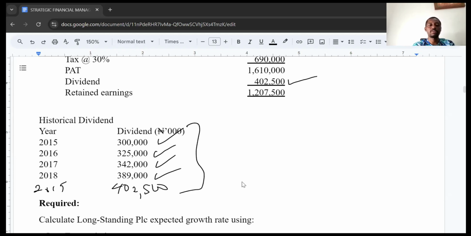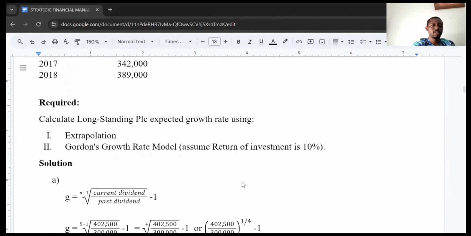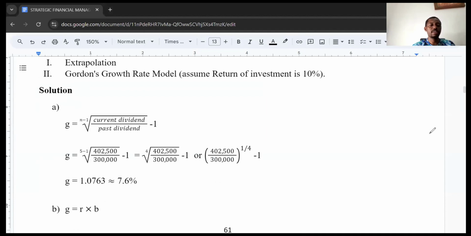So with this, it means that I can calculate growth rates using either the Gordon's growth model or extrapolation, historical cost. Okay, so let's look at the requirements of the first one. Required: calculate Long-standing PLC expected growth rates using this. Okay, so let's look at the extrapolation. How do you calculate growth rates using the extrapolation? We have explained that earlier on, but let's just look at it together.